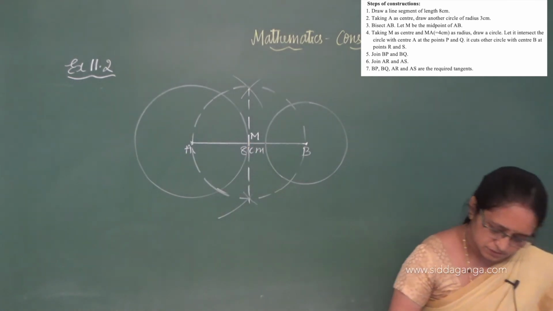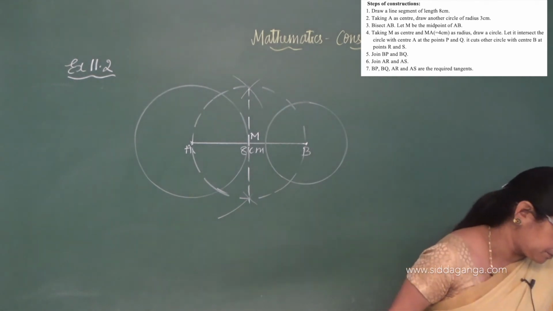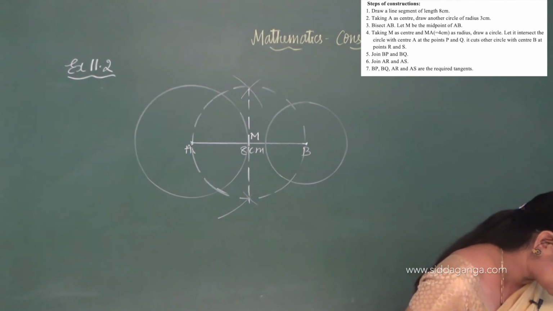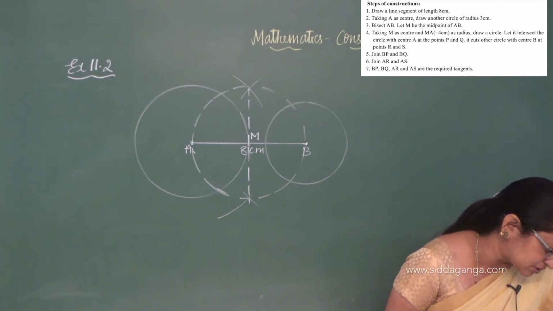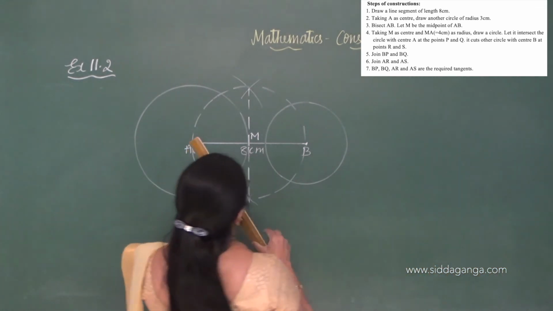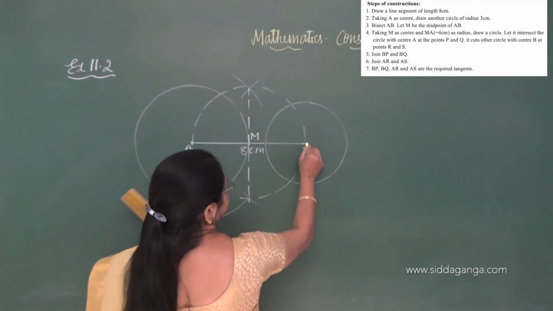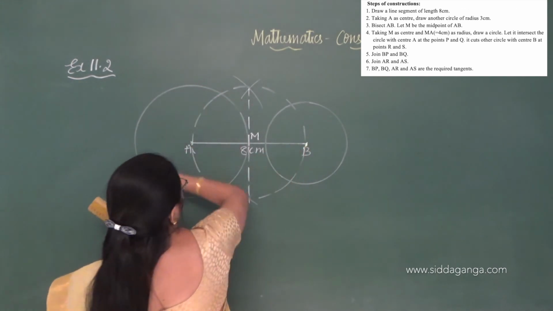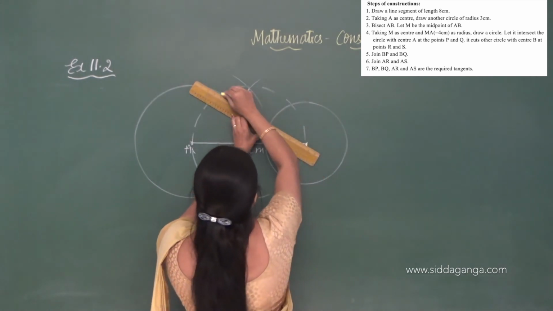Now, what do you have to do? Read the question again. Draw another circle. Construct a tangent to each circle from the center of the other circle. From the center of the other circle means from the center of the other circle. So this is the external point for this circle, so I have to draw the tangent here.